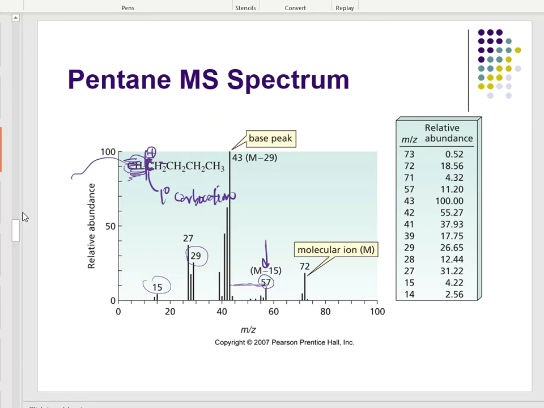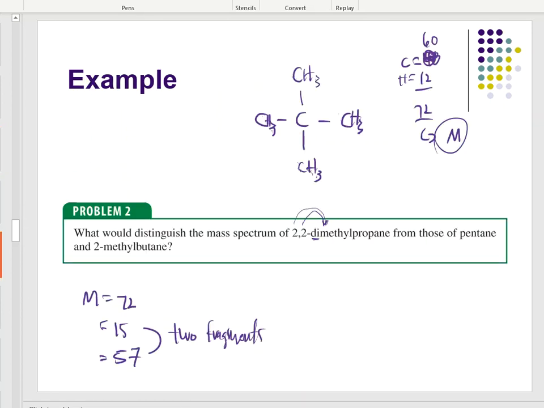Or not 15, but at least the 29s and the 43s. I can't really get this anymore. There's no way that I can pick this apart and cleave it into two pieces where it will give me those numbers. The only option that I have is to give me a 15 and a 57. So I'm going to see a 72 peak, and I'll probably find a 57 peak, and I'll probably find a 15 peak, but I won't find anything else.